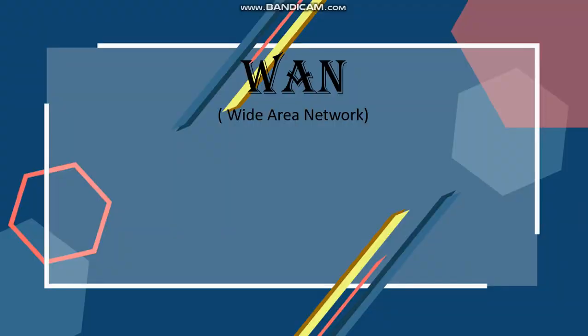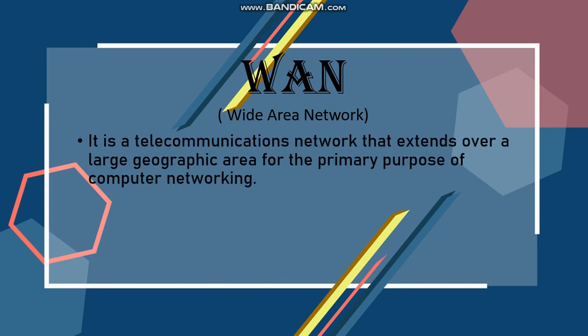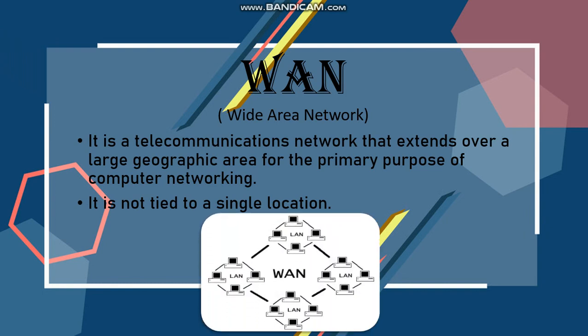So for the first letter, the WAN is a wide area network. It is a telecommunications network that extends over a large geographic area for the primary purpose of computer networking. It is not tied to a single location. This is an example of a WAN. This WAN is made from several LANs, or local area networks, connected together.